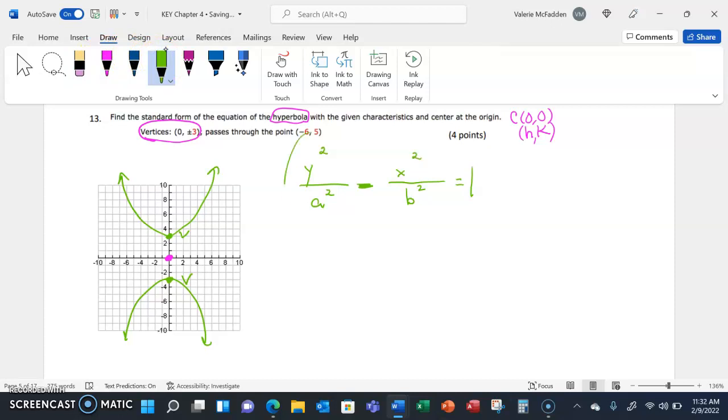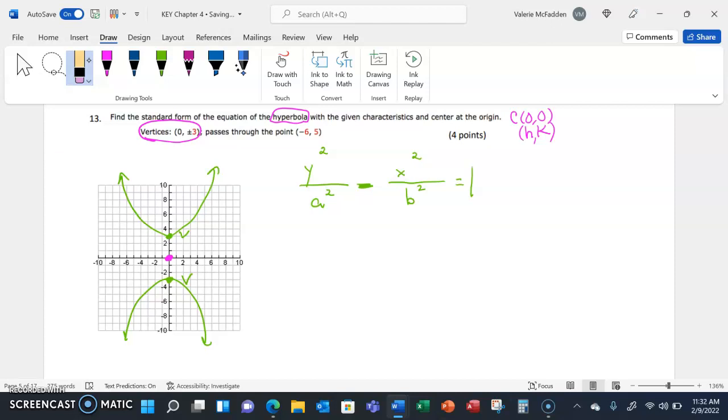If the y squared comes first, our hyperbola opens up, down. If it's reversed and the x squared fraction comes first, then it opens to the left and to the right, kind of like on the x-axis. Left, right is x, up, down is y. So if your y squared comes first, it's going to open up, down. If your x squared fraction is first, it's going to open left, right.